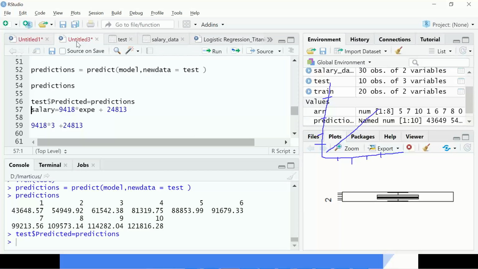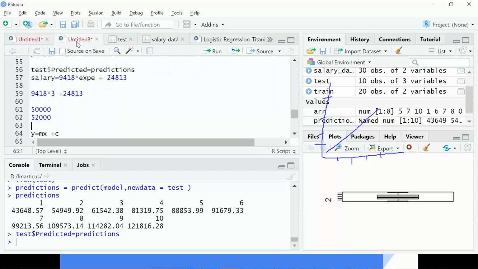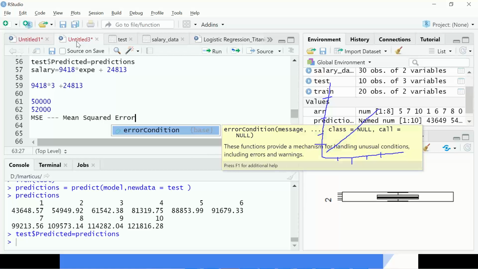But still, just to double check things, we also calculate something called mean squared error, MSE. We will be calculating this as well. This should be somewhere around 10 to 12 or 13%. It should not be more than that. But I will just tell you what this mean squared error is and how we calculate it.